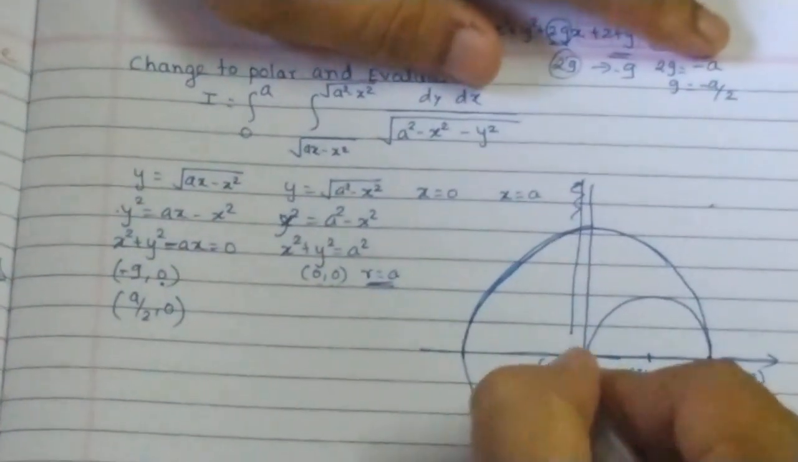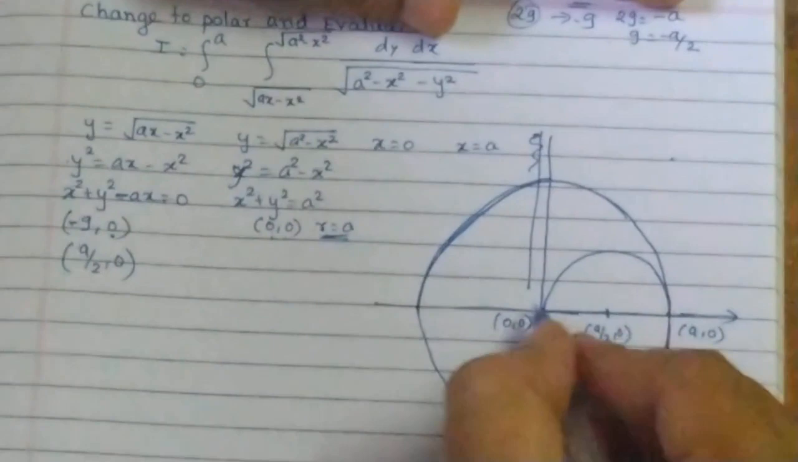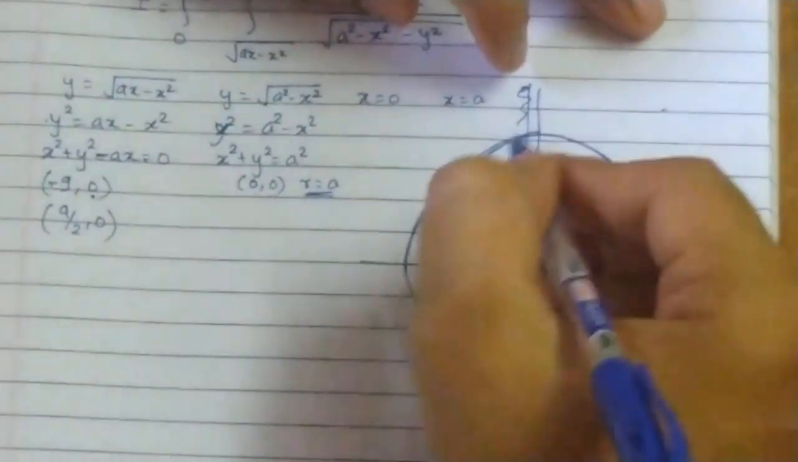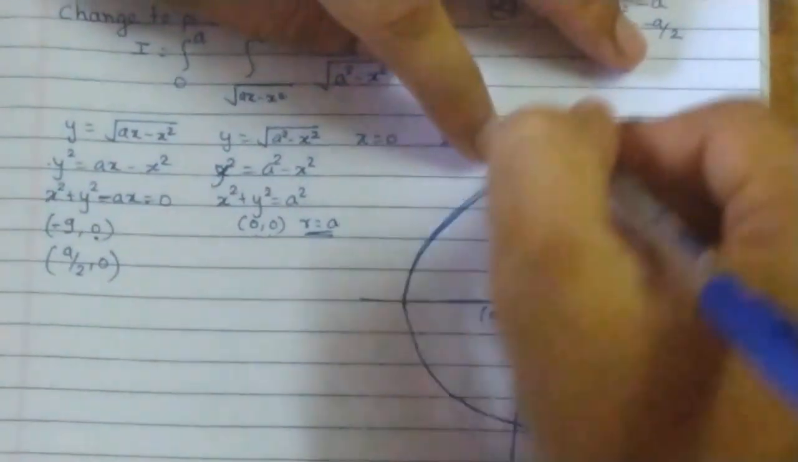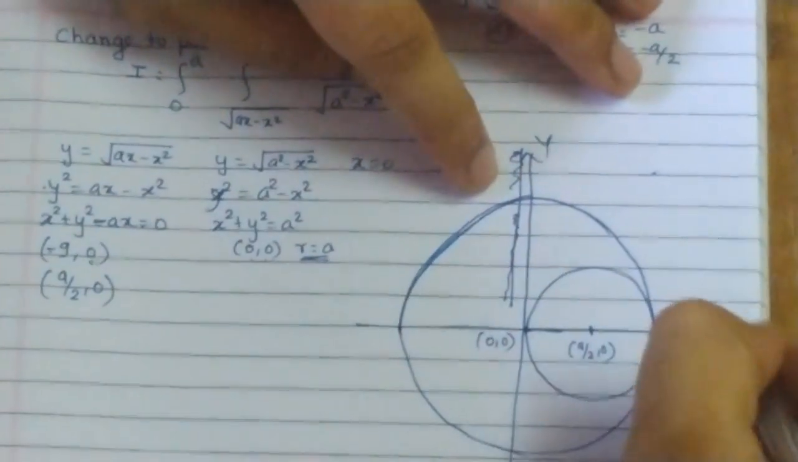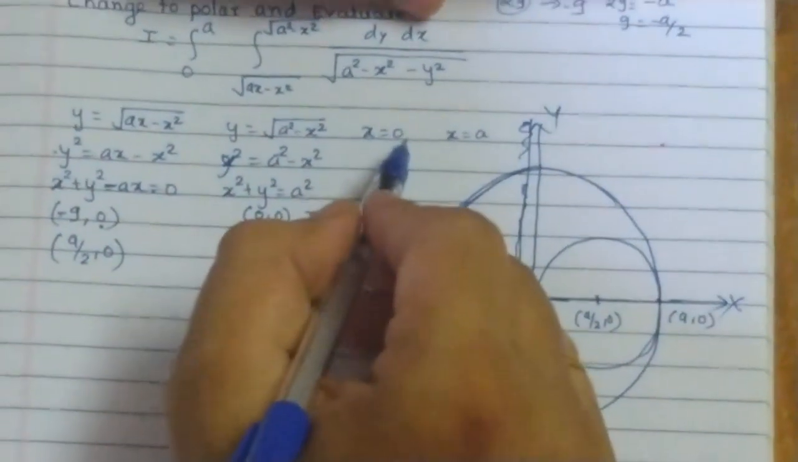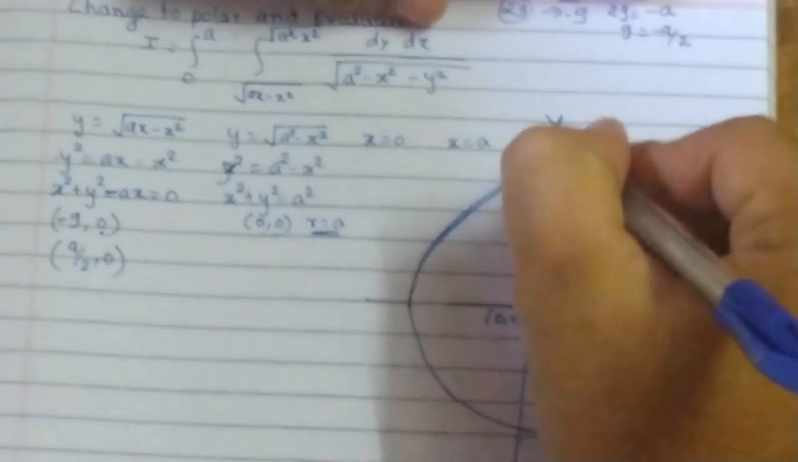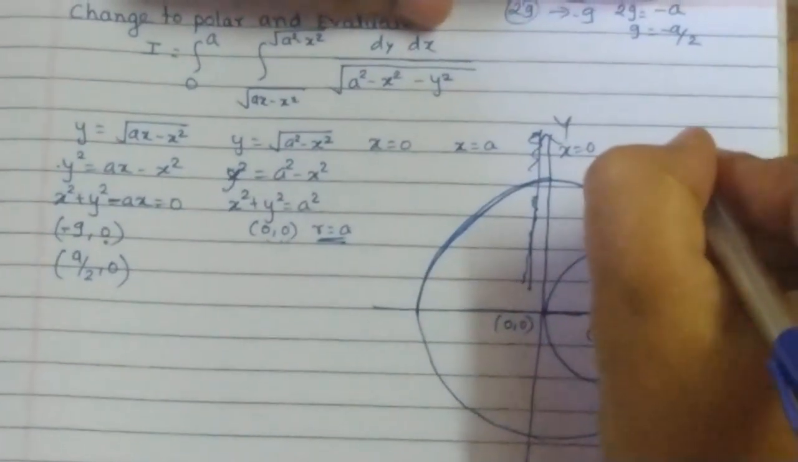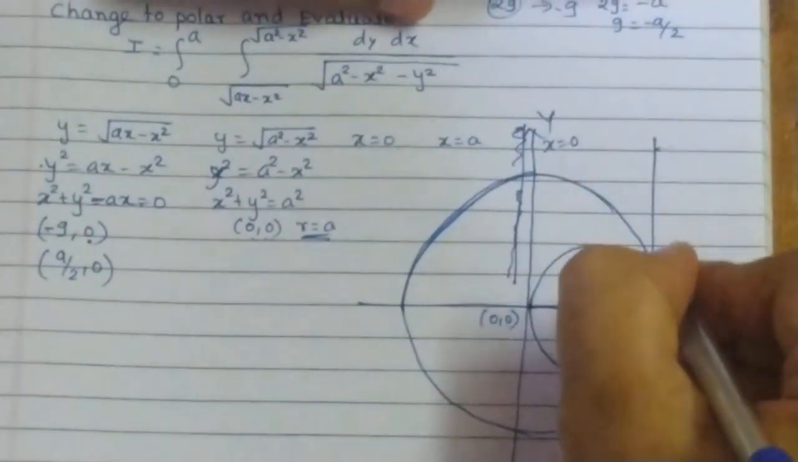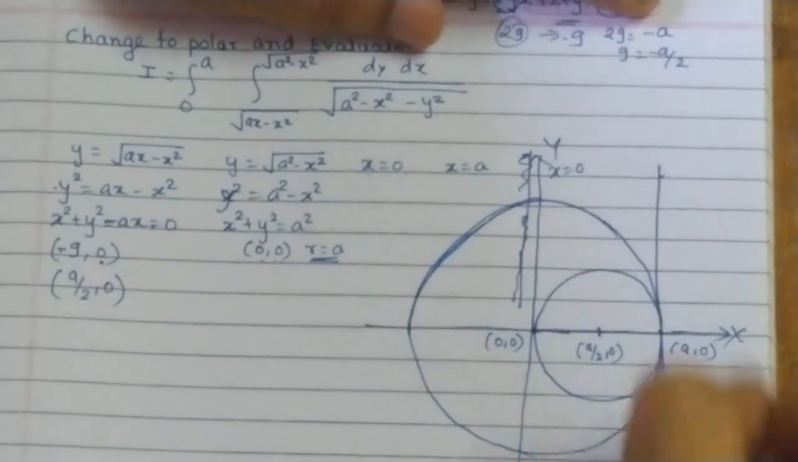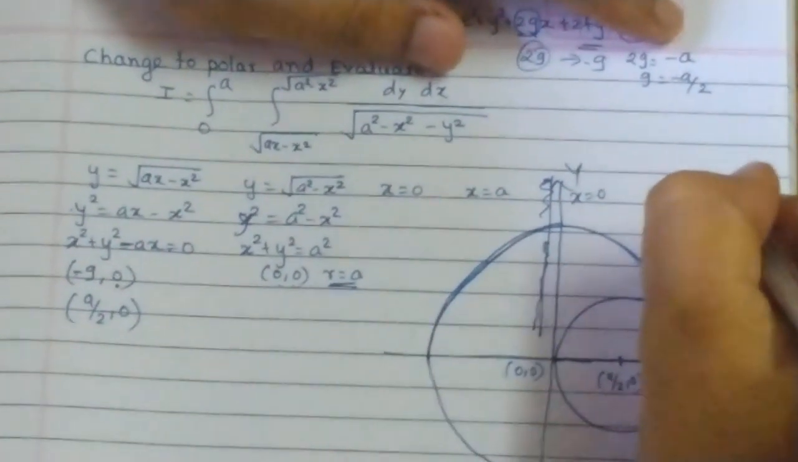So the center is at the origin and the radius is a. You have this kind of situation; just forget about this line. This is our y-axis, this is the x-axis. Next, x is equal to 0 and x is equal to a. X equal to 0 means our y-axis, and x equal to a is a line parallel to the y-axis passing through the point a comma 0.